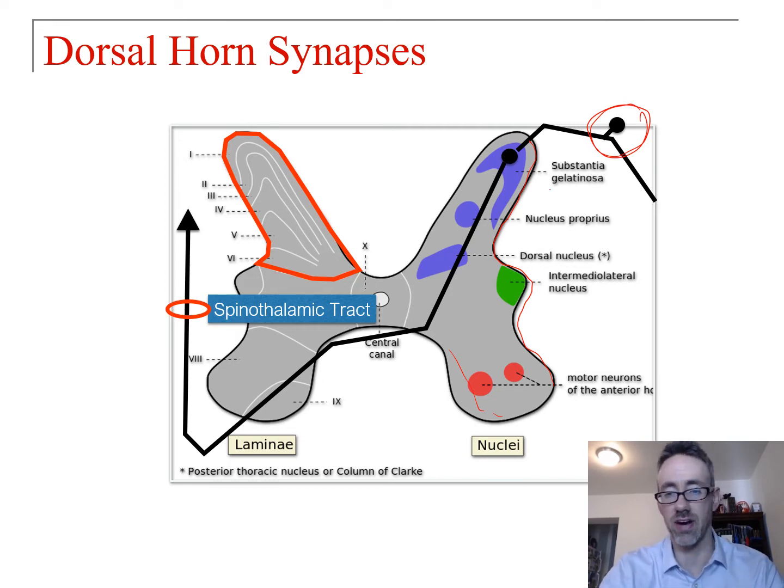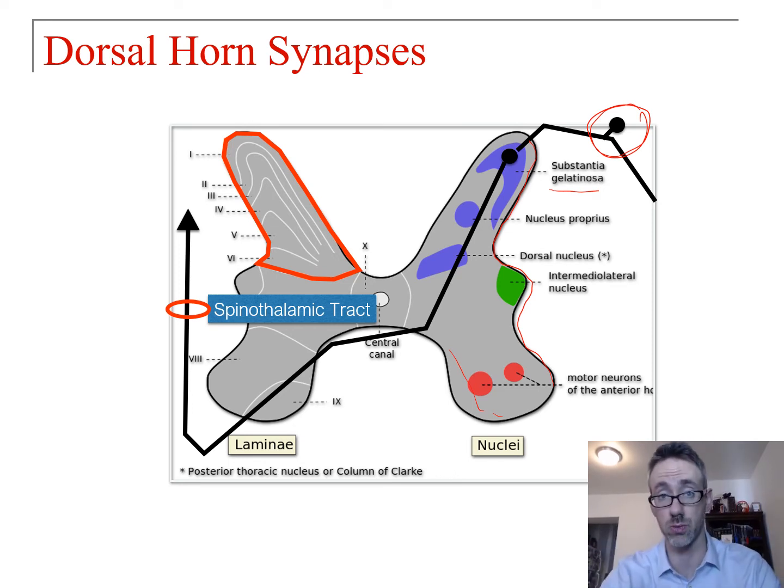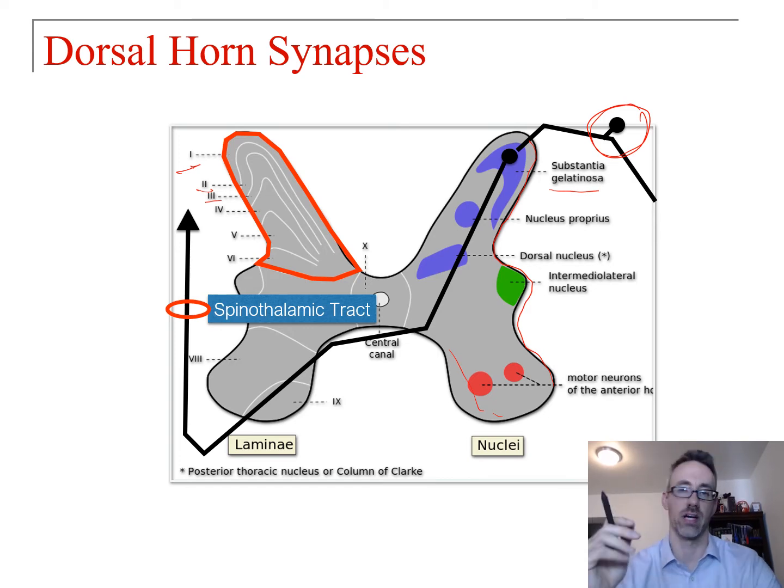So it can be classified as certain regions, like the substantia gelatinosa or the nucleus proprius, which basically codes certain regions of that area, or in layers, which are also designated by Roman numerals. We're not going to get into the details of that, but ultimately there are different regions of that horn that are going to interact with different incoming sensory neurons.